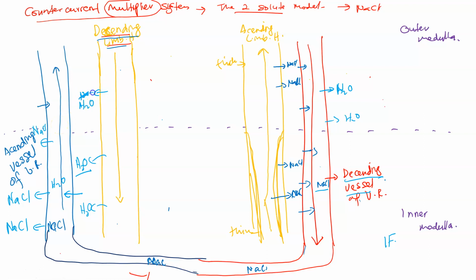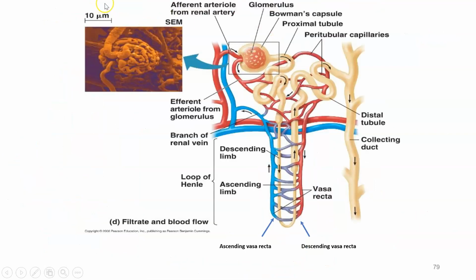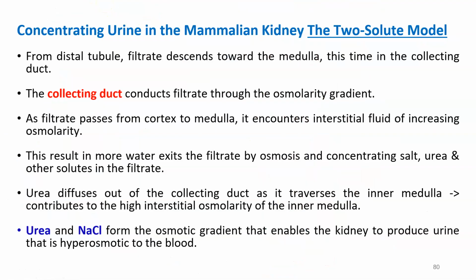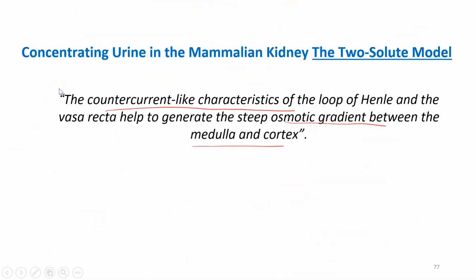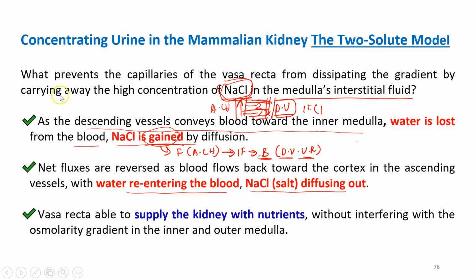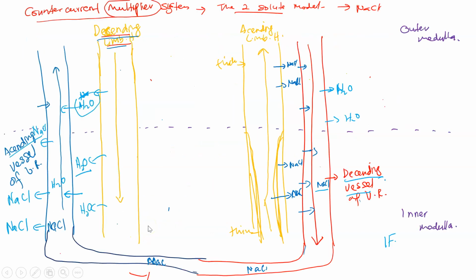Filtrate, keluarkan air, masuk ke dalam ascending vessels, so that your blood will reabsorb back water and the water will circulate in your body. Kan, so dia menghalang air ni keluar menjadi urine. Okay, so vasa recta are able to supply the kidney with nutrients without interfering with the osmolarity gradient in the inner and outer medulla.